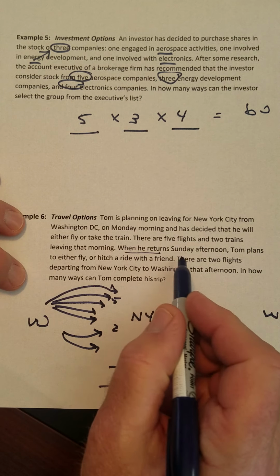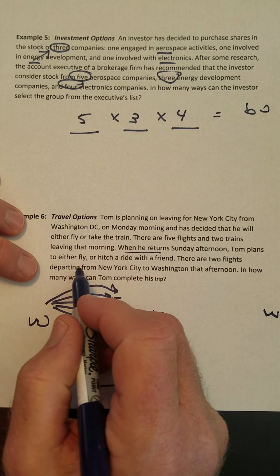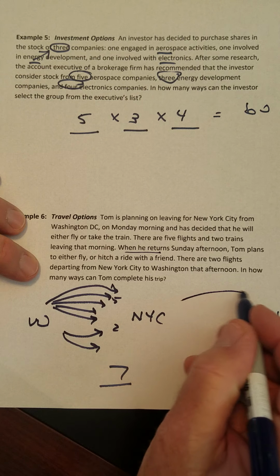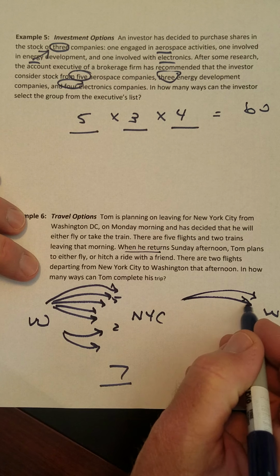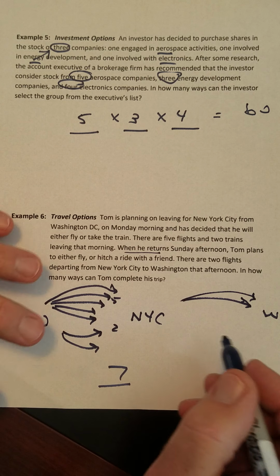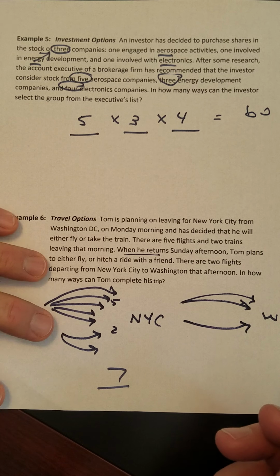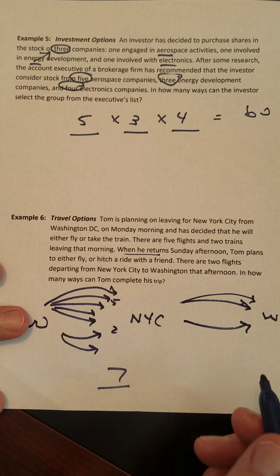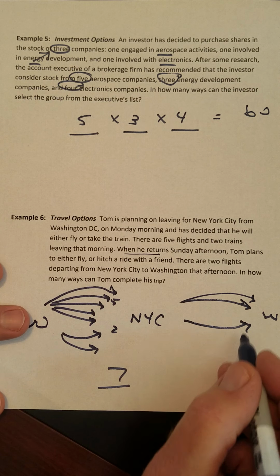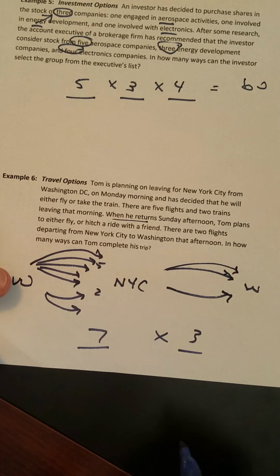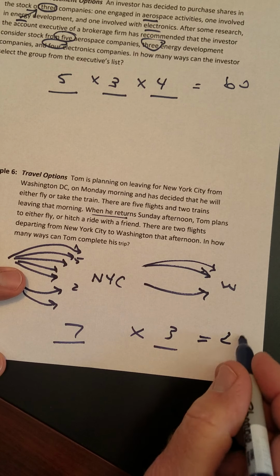When he returns Sunday afternoon, Tom's planned to either fly or hitch a ride with a friend. There's 2 flights. So coming back, there's 2 flights. Or hitching a ride with a friend. We assume there's only one friend. If you had more than one friend, then that'd have to be given to you. But 2 up here, 1 down here, that's a total of 3. 7 times 3, the answer is going to be 21.